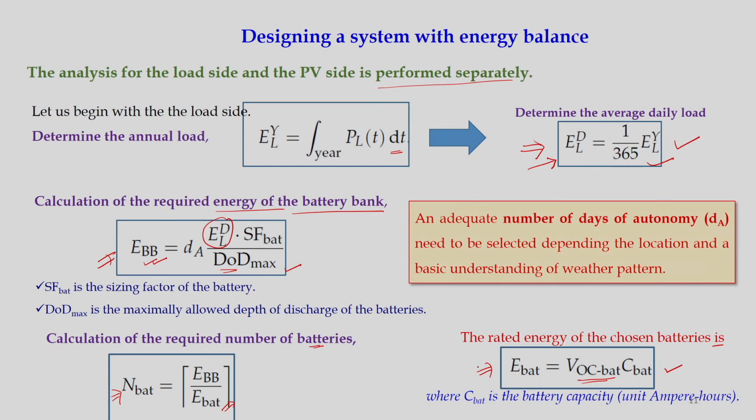Okay. So, this is the energy of the battery. This will be in watt hour, because C is in ampere hour. Okay. If we multiply by voltage, it will be watt hour, right. So, once we know this, if we substitute here, we will get the number of batteries required for performing the required task. Okay.